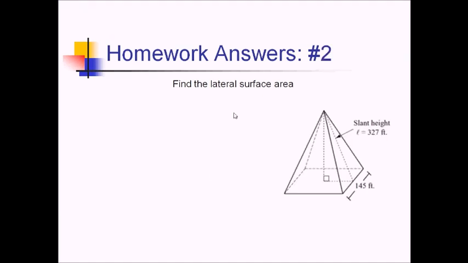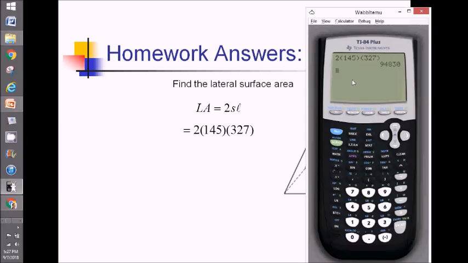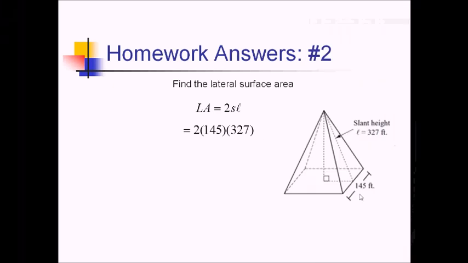For number 2, we want the lateral surface area of this square pyramid. So for that, we have the formula 2SL, where S is the side of the pyramid and L is the slant height, which they were kind enough to give us. We didn't even have to work for that. So this is just going to be 2 times 145 times 327, and that's a calculator question. That's going to come out to 94,830, and that's going to be in square feet.